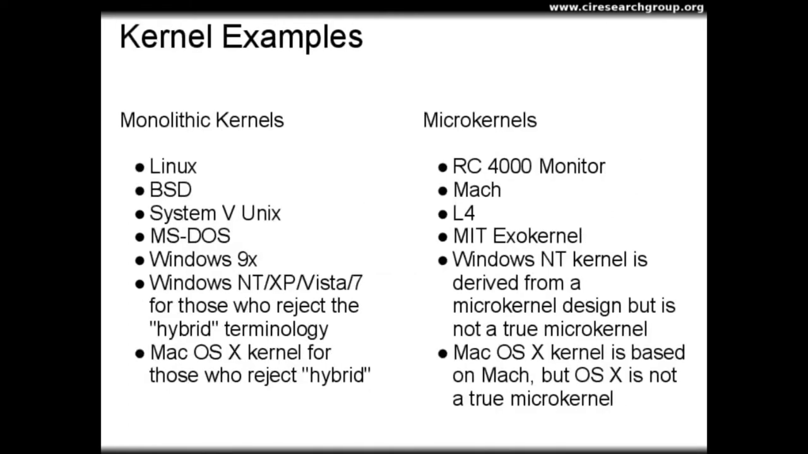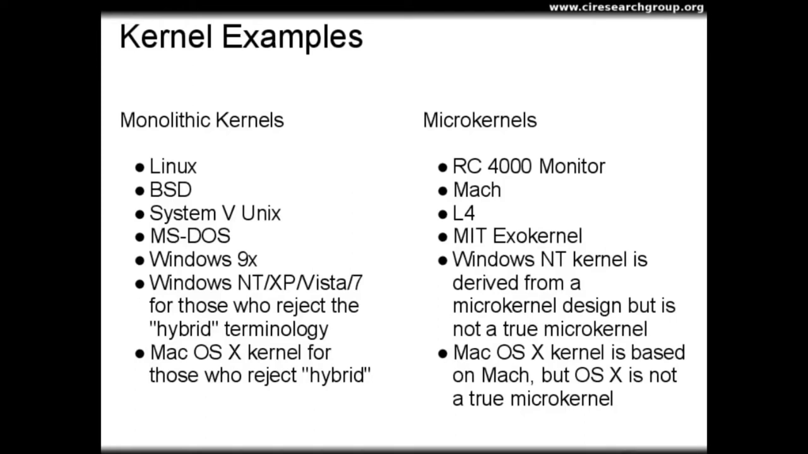Some examples of different types of kernels. For monolithic kernels, in addition to the System 5 Unix kernel, which is a descendant from the original Unix kernel, we have the Linux kernel, BSD, MS-DOS, and Windows 9X kernels. Windows NT, XP, Vista, and 7, if you don't prefer to use the hybrid terminology, would also qualify as monolithic kernels. And the Mac OS X kernel falls into the same category.